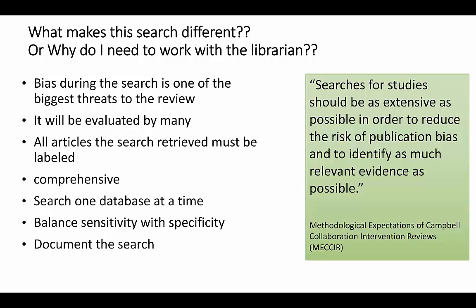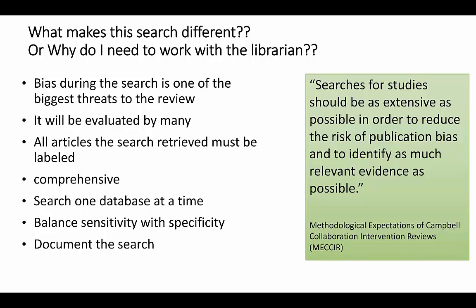So what makes this search different? I've also used this in presentations to talk about why they need to work with a librarian. Bias during the search is one of the biggest threats to a review as far as bias in the process. It will be evaluated by many people, of course. All the articles retrieved in the search must be labeled, and this is something really new for them. They've never had to do that before. They just picked what they wanted, and that was that. The search needs to be comprehensive.